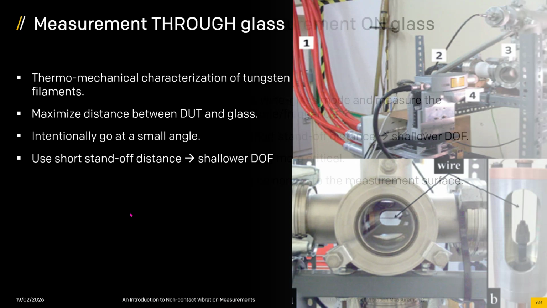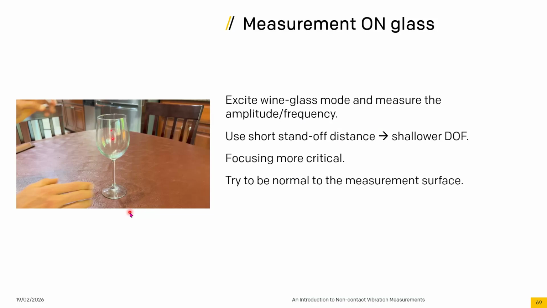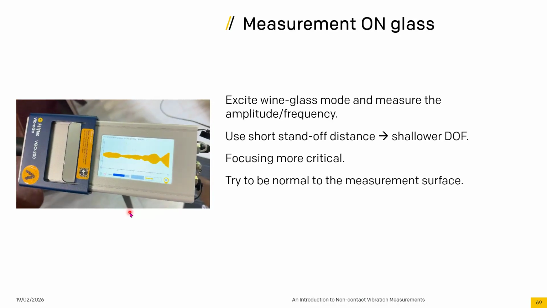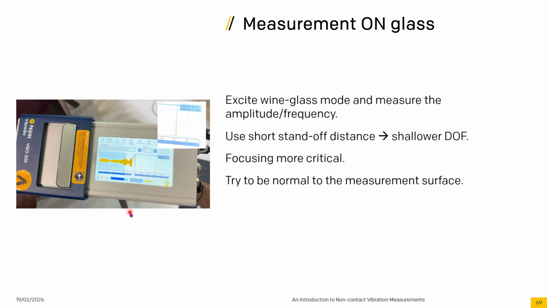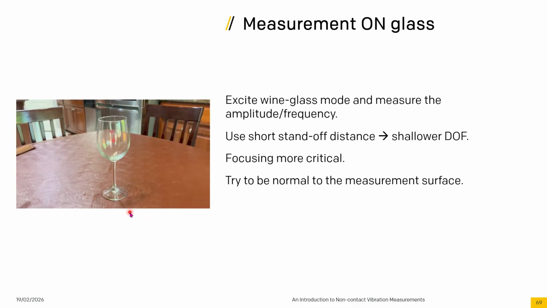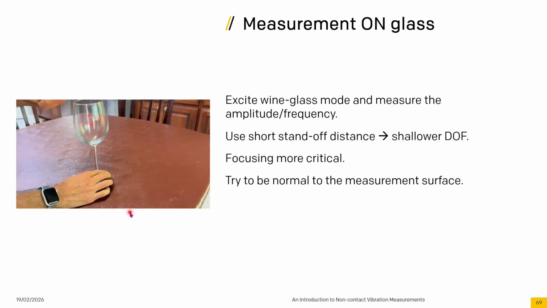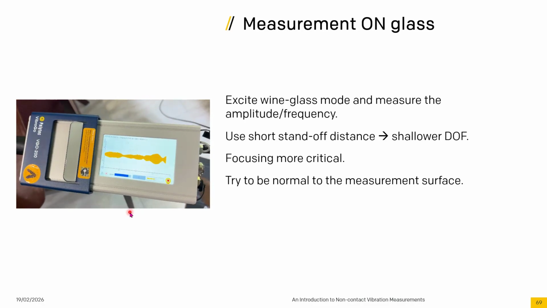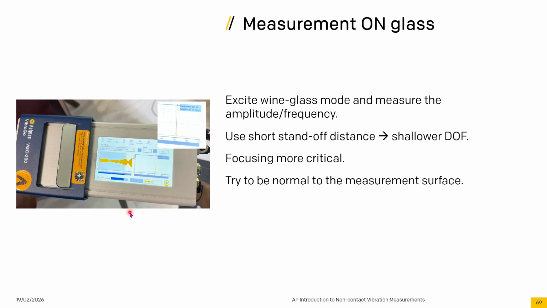Now, this is a measurement, frankly, I did in my kitchen just to show measurement on glass. And here, the wine glass mode is being excited. And you can see that we are focused. It's 623 hertz that I was exciting. And here, again, we are not measuring through glass, we are measuring on glass now. So it's all about the beauty of variable focus optics. Depending on where we focus the laser beam, we can pick up the excitation from there.